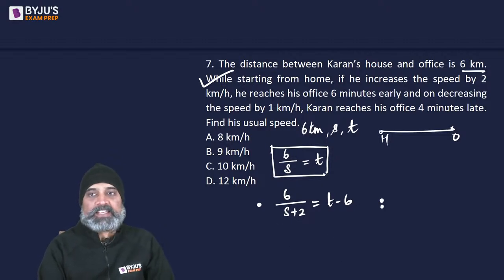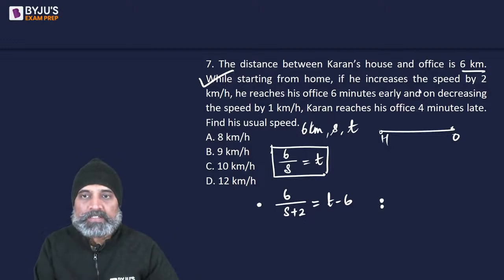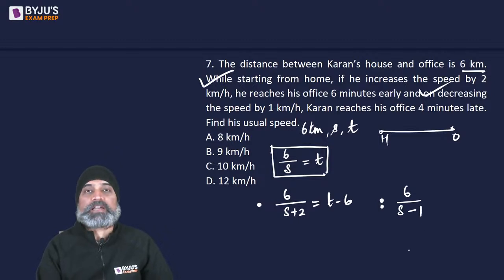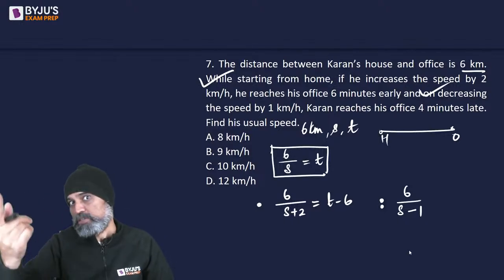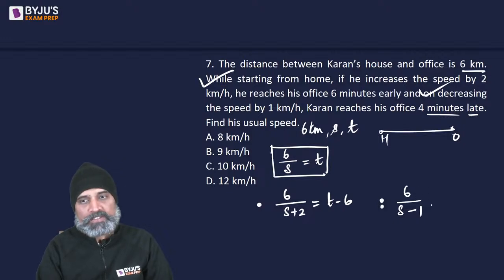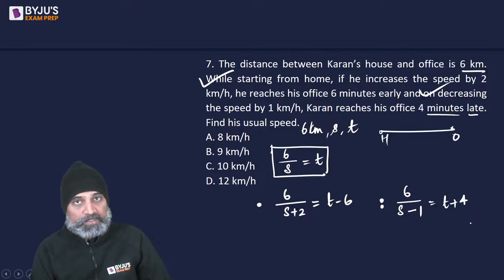From the second part of the statement, on decreasing the speed by 1 km per hour, so it was 6, now the speed has been reduced. As in, if the denominator decreases, the value of the fraction increases. So it should be T plus. He reaches office 4 minutes late. Late means more, so that is plus itself. So this is T plus 4. So if you look at this, we have two variables, T and S, and we need to solve it.